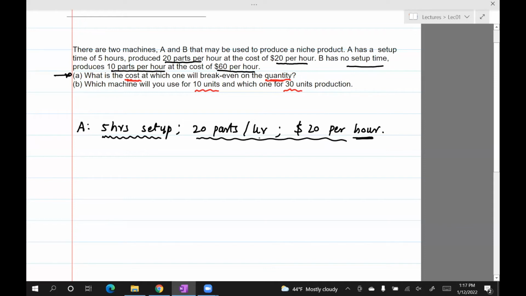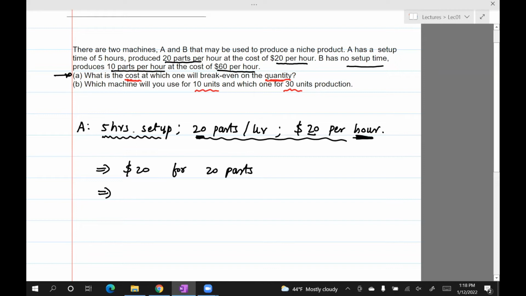So there's 20 parts per hour at $20 per hour. In other words, for A, it would cost $20 for 1 hour, and in 1 hour we can produce 20 parts, which means that $20 for 20 parts. Okay, effectively, by saying this, we've eliminated hours. Now, the other thing is the setup time. This is the time it takes for the machine to be set up, which is also in hours. We want to convert that to cost or parts.